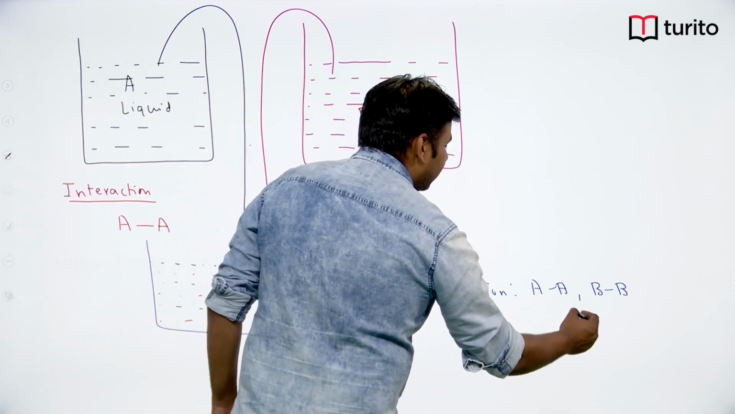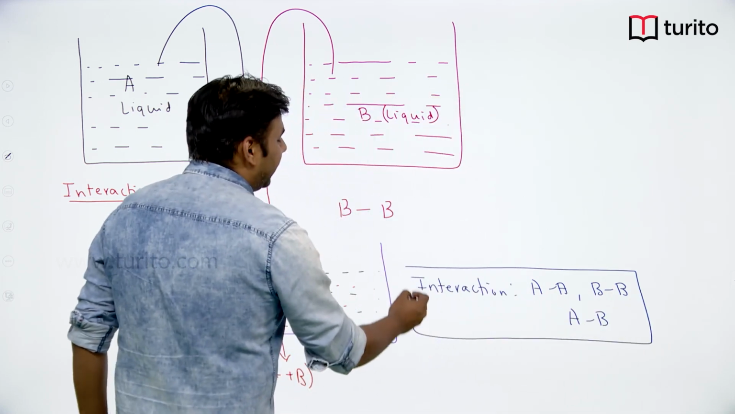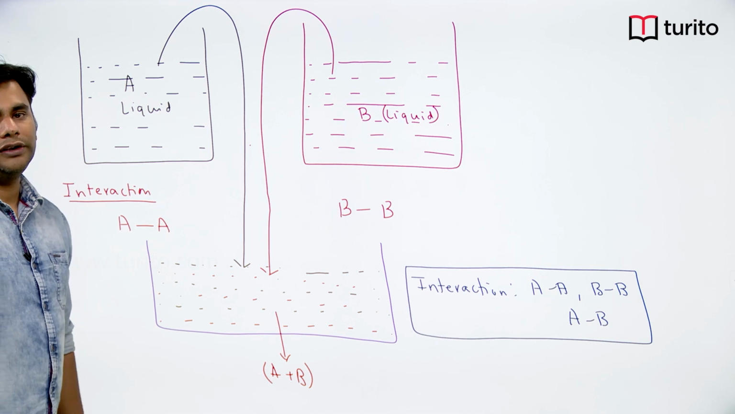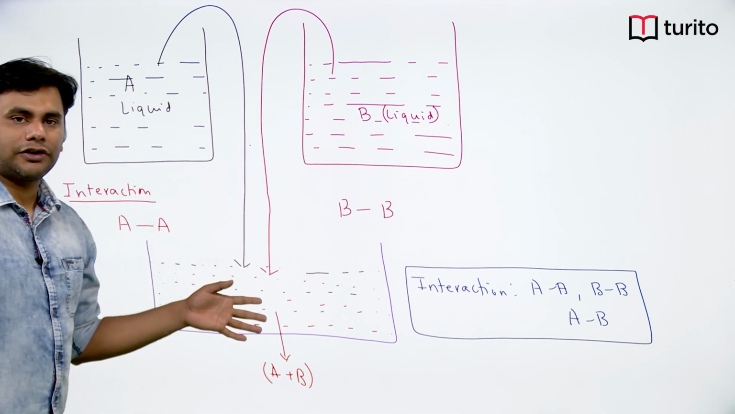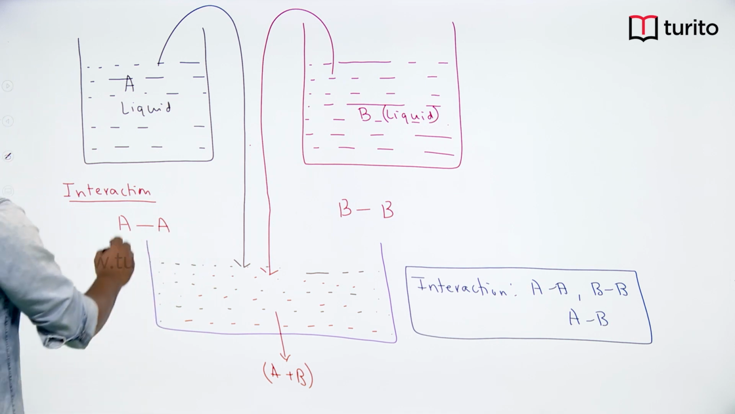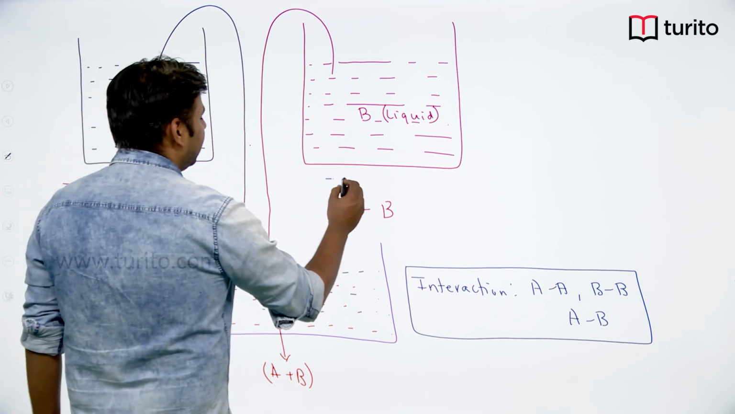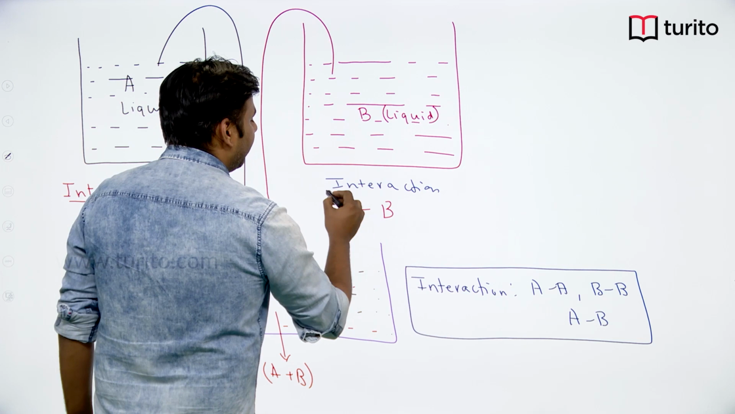So these are the basic interactions that are happening in this solution containing two components, A and B. We know that initially only liquid A was there, so only one kind of interaction was possible, that was between A and A. And in the second container, liquid B was present, so only one interaction was possible, that is between B and B.